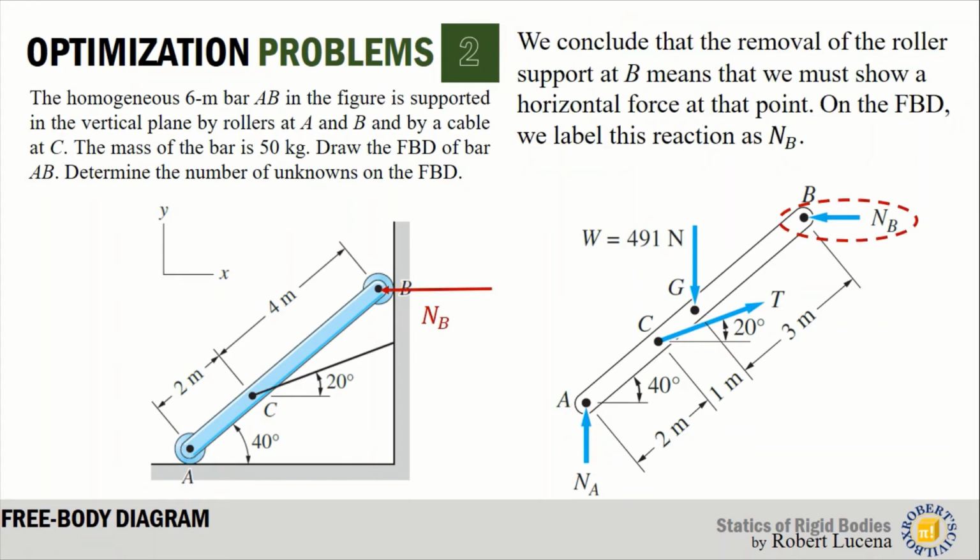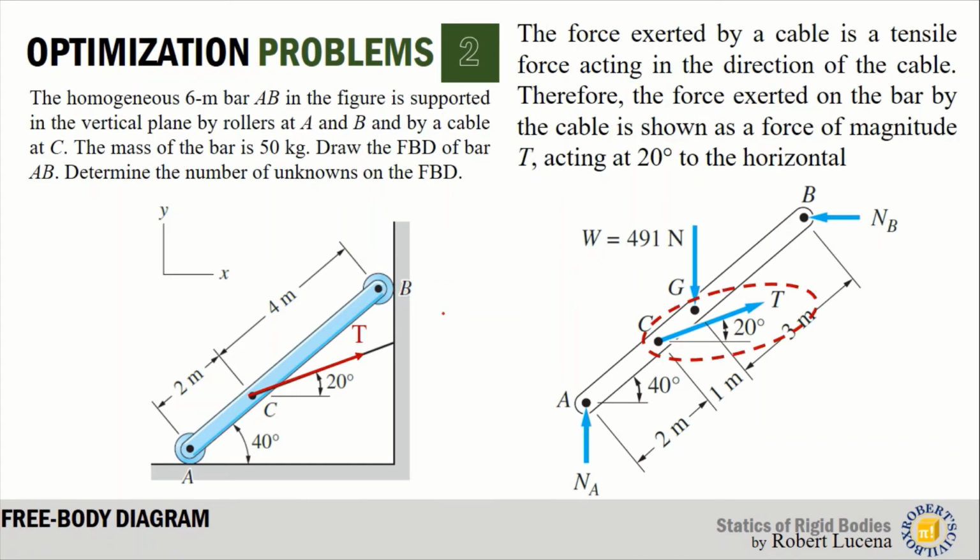Next, we have NB. We conclude that the removal of the roller at support B means that we must show a horizontal force at that point. So, since we removed the roller at B, the corresponding reaction at point B is represented by NB, that is perpendicular to the surface. And since we also removed the cable support at C, we replace it with a reactive force T that is collinear with the cable and is always in the tensile direction.